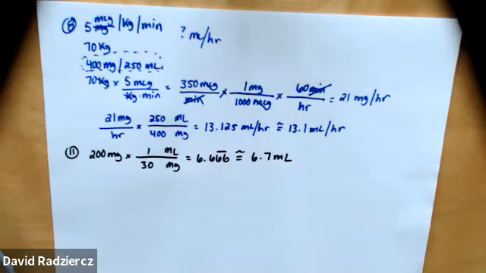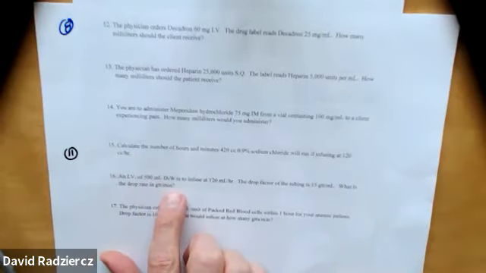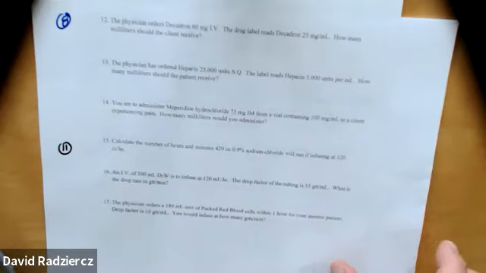All right. Then 16. 16 is another IV question with a drop factor involved. So 16 says we have an IV of 500 milliliters dextrose 5% water to infuse at 120 milliliters per hour with a drop factor of 15. What is the drop rate?